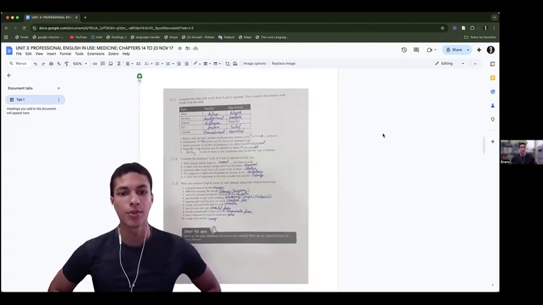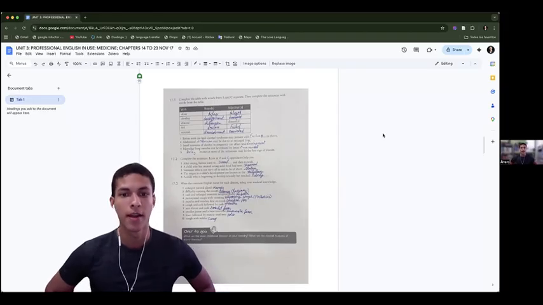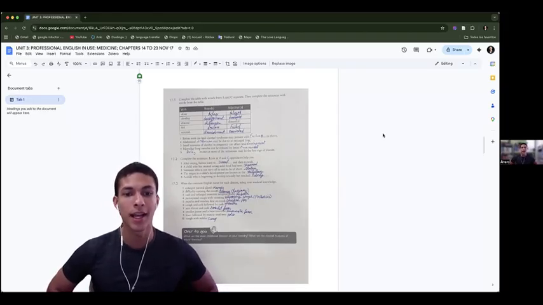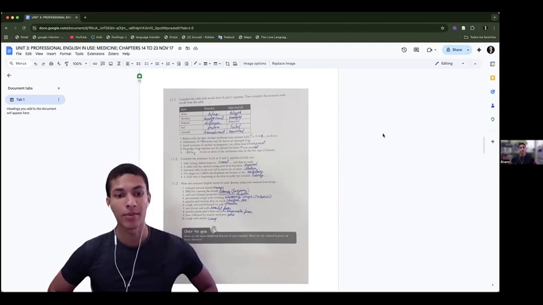Now, exercises of chapter 17. Complete the table with words from A and C opposite to help you. Then complete the sentences with words from the table. We have verb, noun, and adjective. We have the verb delay.